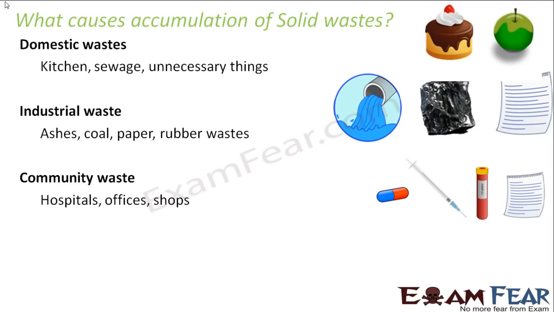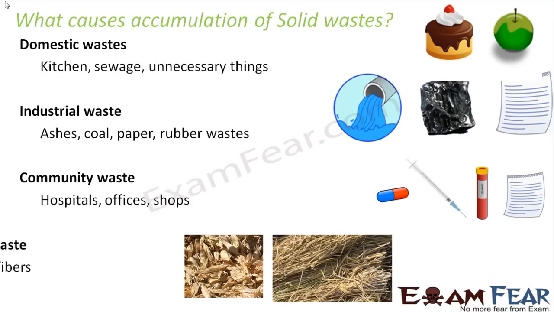So what kind of wastes do we get from hospitals? Maybe used or waste syringes, cotton, plastics. Many use-and-throw materials are being used in hospitals these days. So all these things come out from hospitals. Offices and shops, there again you have so many papers and used clothes and waste clothes. So all these things come out from such places.